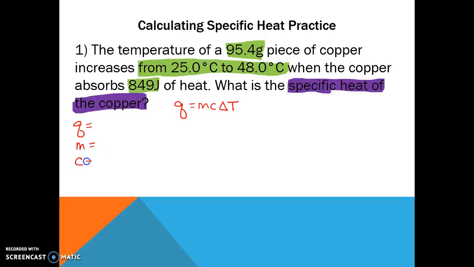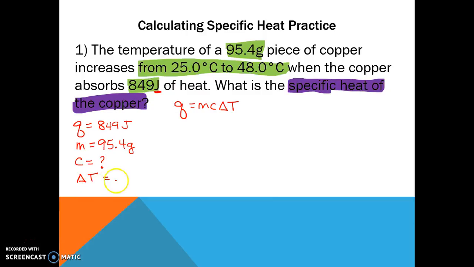So I'm just going to set up a little list on the side and identify my givens because I've got a lot of information in the problem. So Q, or my quantity of heat, that's always measured in joules or calories. So this is in joules. So I want 849 joules. M is for mass, which is measured in grams. So that's this one up here. It's 95.4 grams. C is my specific heat capacity. So I'm looking here. I don't know. So I'm going to just put a little question mark.